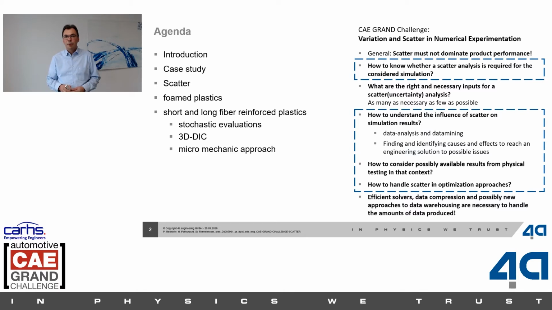Mainly I want to talk about material scatter, the influence of physical testing, and how we could handle data in an efficient way to look at scatter and reliability and so on. Therefore, I have some examples for you on foamed plastics and short and long fiber reinforced plastics, and hope that this is interesting for you.